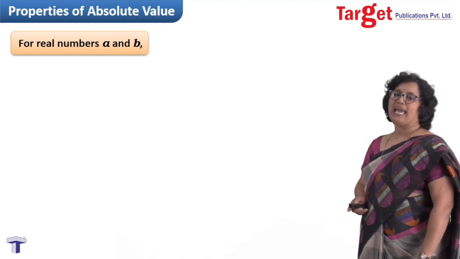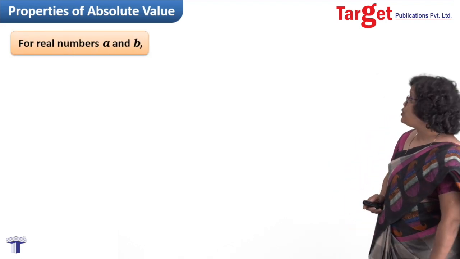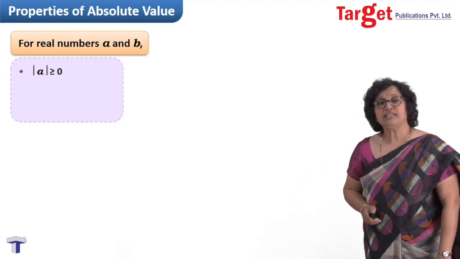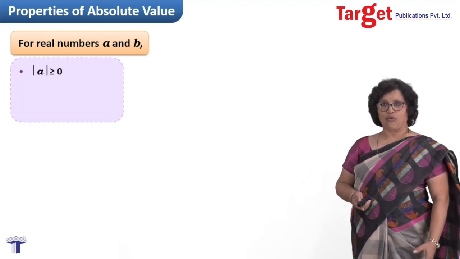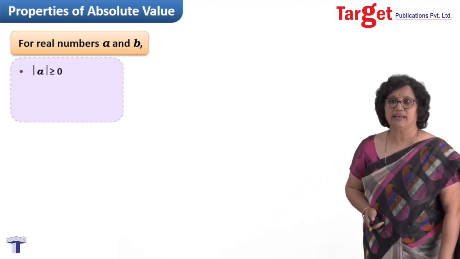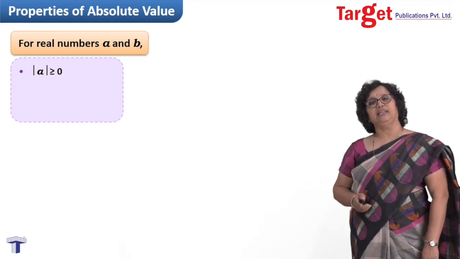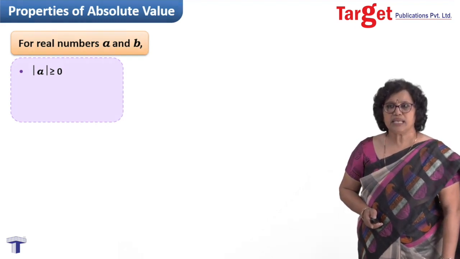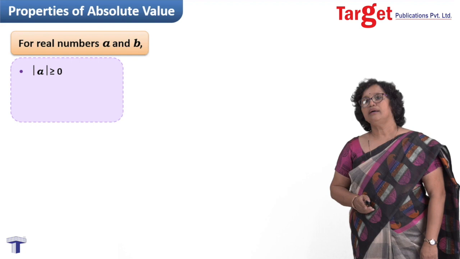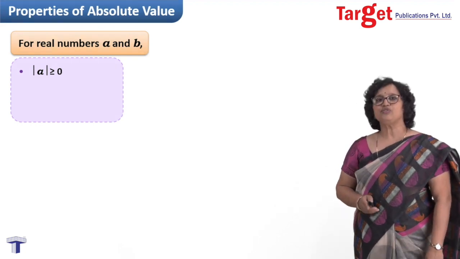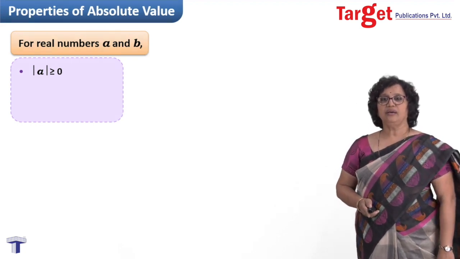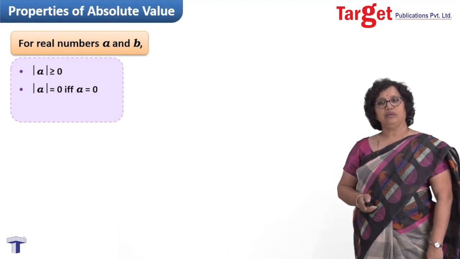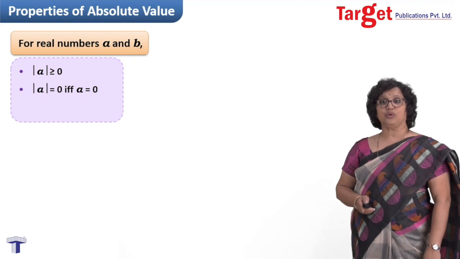For real numbers a and b, we write absolute value of a as a non-negative quantity. This we have already seen in the last lecture, so obviously this is very trivial thing to understand. Now in case I take a number which is nothing but 0, then what will happen? Since that number falls on 0, its distance from 0 would be 0. So we write it as absolute value of a equal to 0 if and only if a is 0.